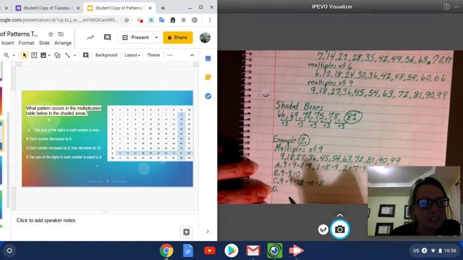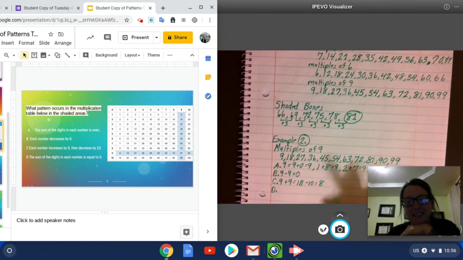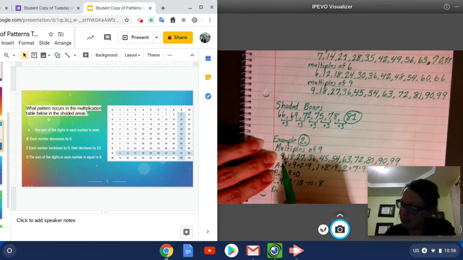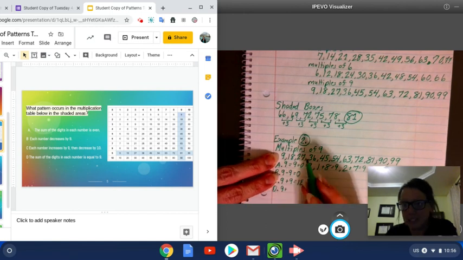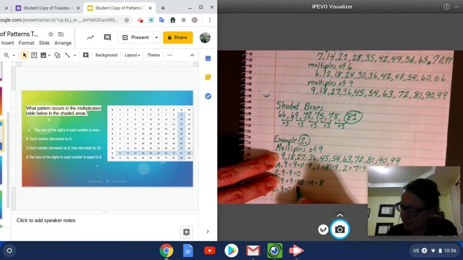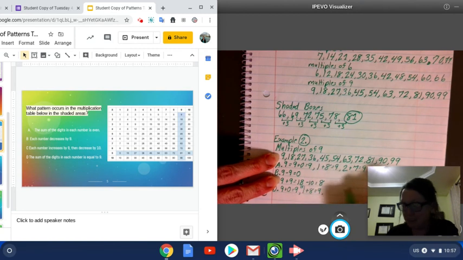So let's look at D. It says the sum of the digits in each number is equal to 9. Well, let's test it. The sum of the digits would be 9 plus 0, because there are no other digits, correct? Equals 9. That's true. For 18, the sum of the digits would be 1 plus 8 equals 9. That's true. 27, if we look at the sum of its digits, 2 plus 7 equals 9. That's true.